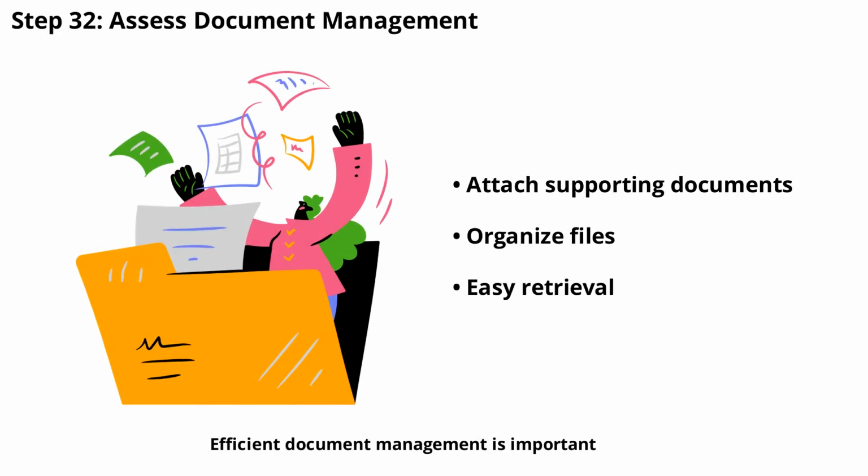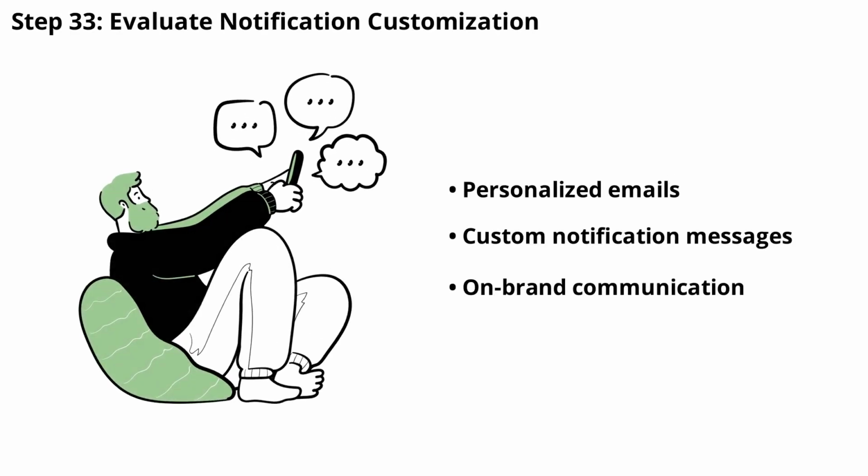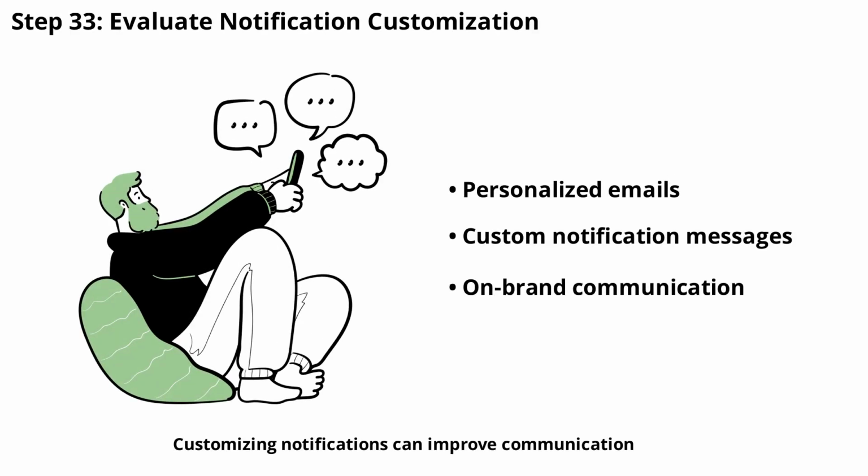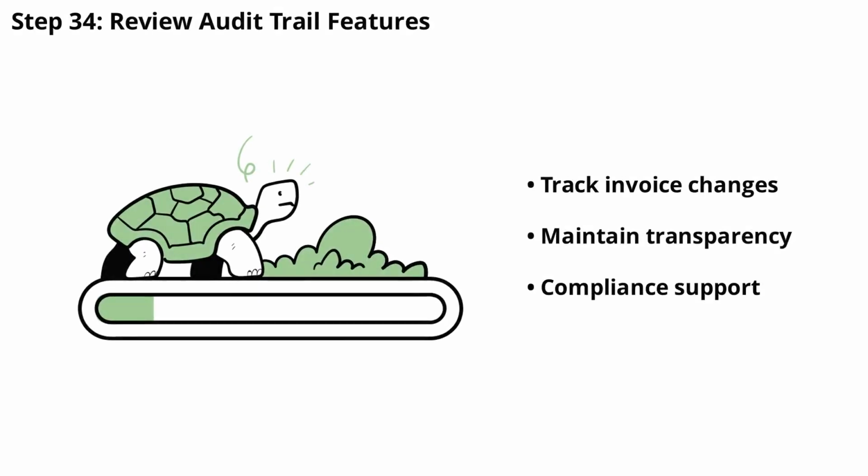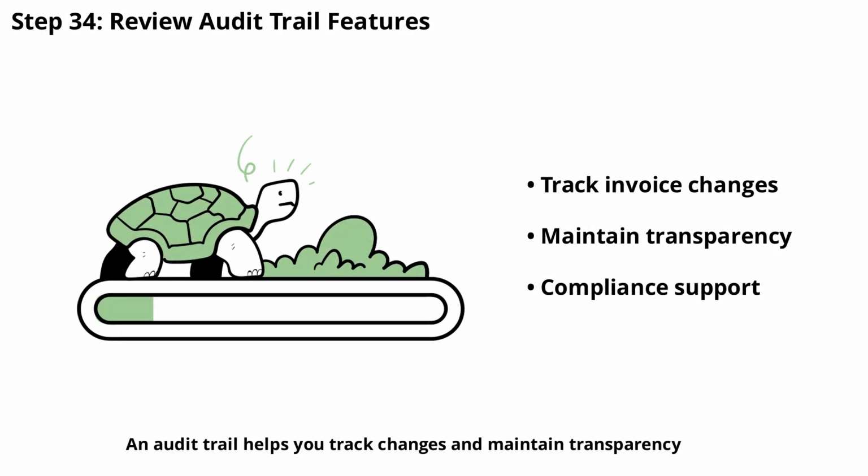Efficient document management is important for agencies handling multiple projects. Choose invoicing software that lets you attach supporting documents to invoices and organize files for easy retrieval. This keeps your records complete and accessible. Customizing notifications can improve communication with clients and your team. Look for invoicing software that allows you to personalize email templates and notification messages, ensuring your communications are always on brand and clear.